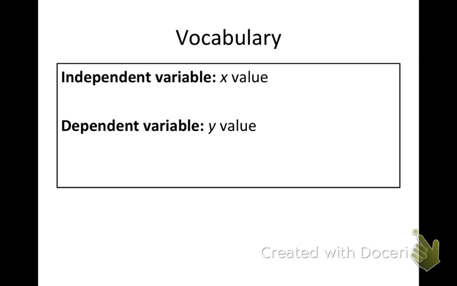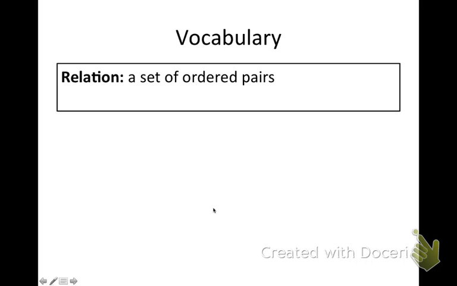So I could pick whatever number I want to put in for x. I could pick 1, 2, 3, 4, 5, 6, 7, 8, 9. I can put whatever number I want in for x, and whatever number I put in for x will affect the output, which is the y. So the independent variable is x. Your dependent variable is going to be the y. Okay? So when you have a bunch of independent and dependent values, you have something called a relation.